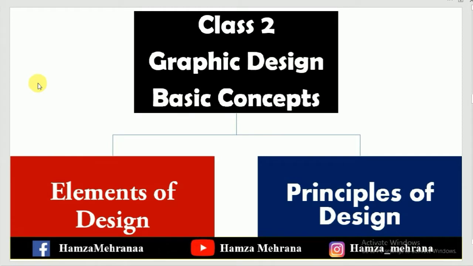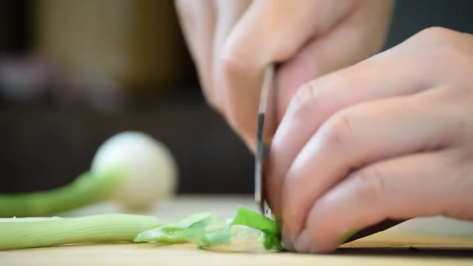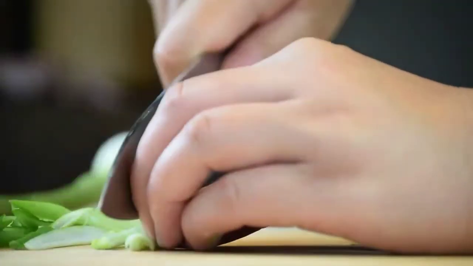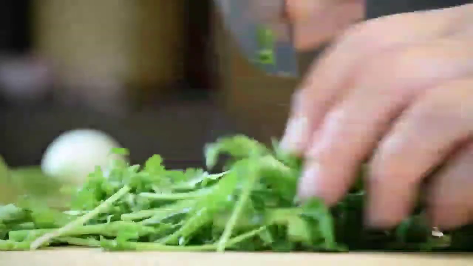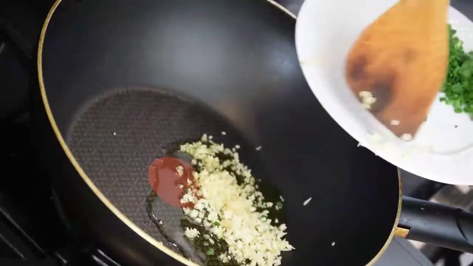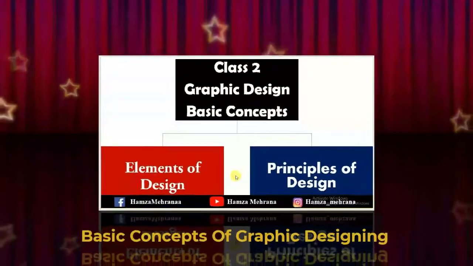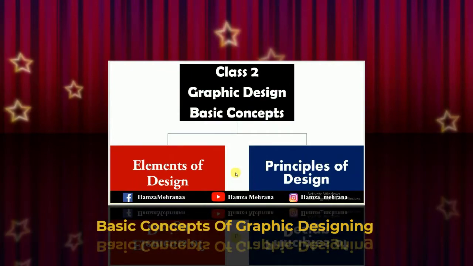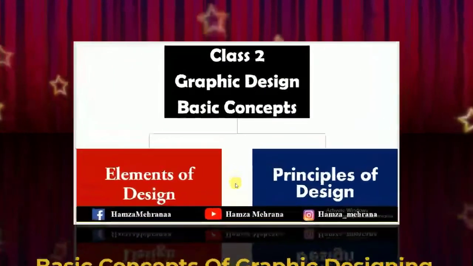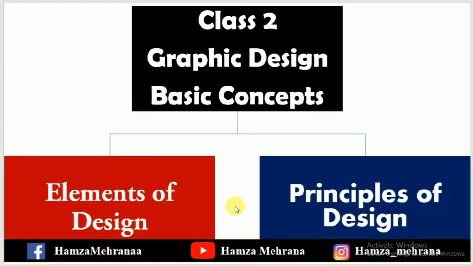concepts of graphic designing. Two main things are required to design anything: elements of design and principles of design. For example, if you have to prepare a food dish, you need ingredients to prepare that dish as well as the principles or methods by which you will prepare it. Similarly, to make any design, we need materials and principles. For better understanding, consider these ingredients as elements and methods as principles.